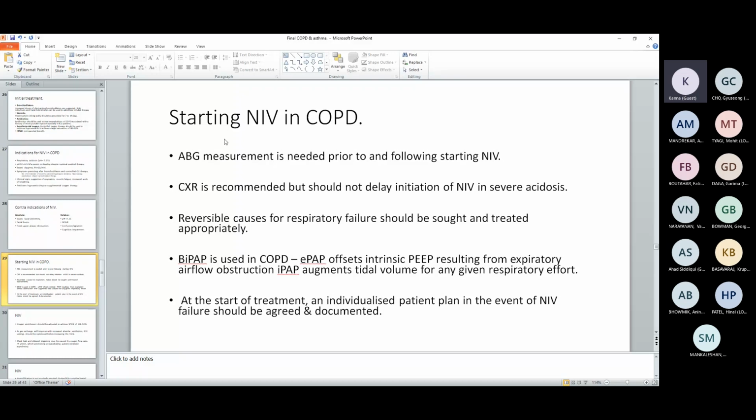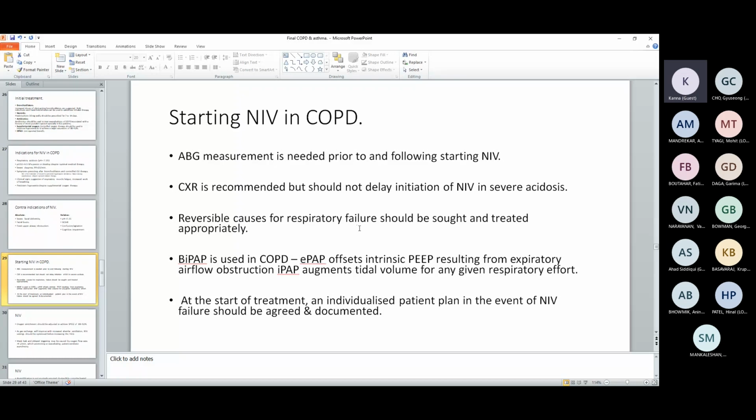Before starting the NIV, we should do the arterial blood gas measurement, and we should repeat it while the patient is on NIV. A chest X-ray should be recommended, but we don't need to delay starting NIV for that, especially if the patient is in severe respiratory acidosis. The reversible causes should be ruled out and treated if possible.